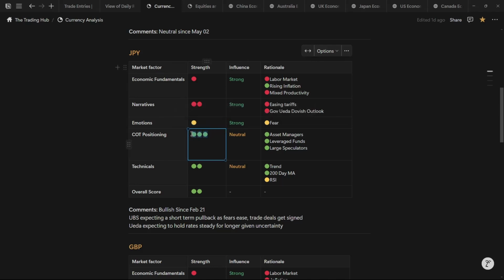And then we have COT positioning, which I like to look at. You have asset managers, leverage funds, and large speculators, and I manually have to look at these every single week and then come back here and report and add this.